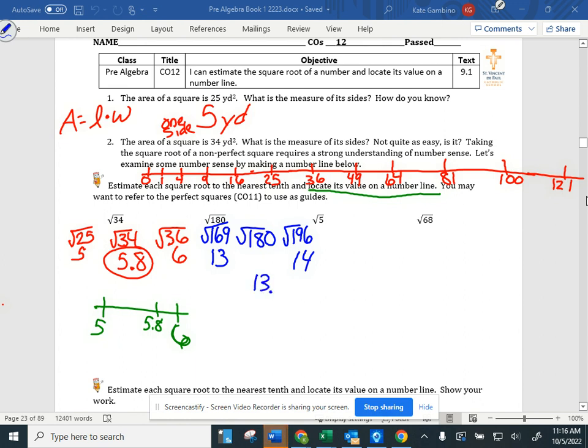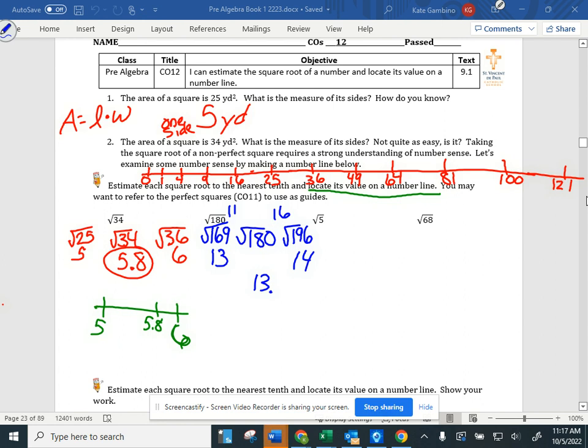13 point something, right? And Evelyn, is 180 closer to 196 or closer to 169? Closer to 169. But it's kind of hanging out towards that middle, right? Because from 169 to 180 is 11. From 180 to 196 is 16. So we know it's going to be closer to the 13, but kind of close to the middle. Because there's not a big difference between 11 and 16.